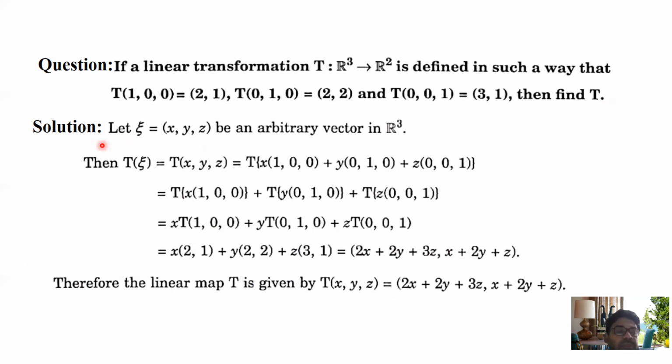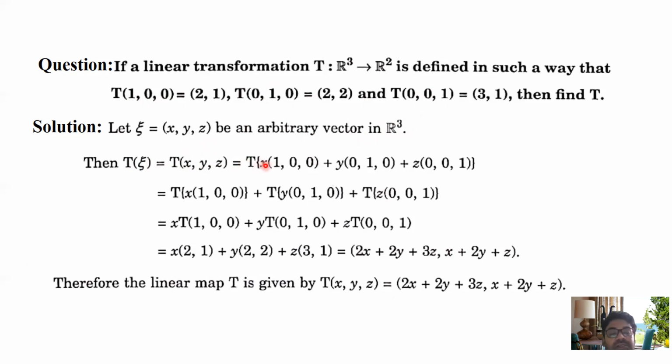Reverse type question. Let eta equal to x, y, z be an arbitrary vector in R3. Try to understand, very simple. T of eta is equal to T of x, y, z. Now we can see this T is related with the vectors 1 0 0, 0 1 0 and 0 0 1. This x, y, z vector can be represented like this.